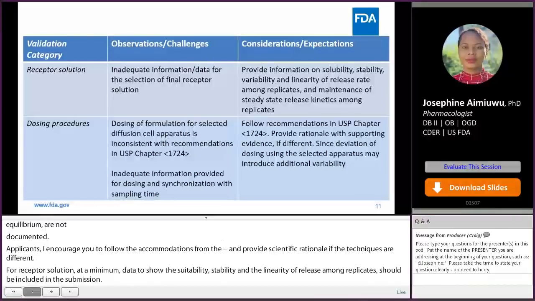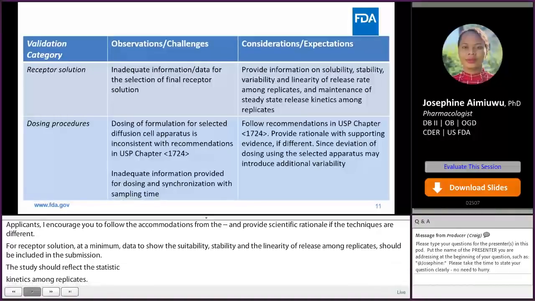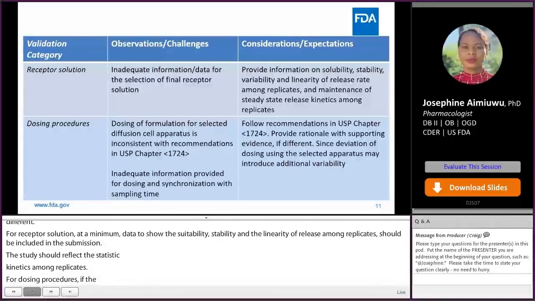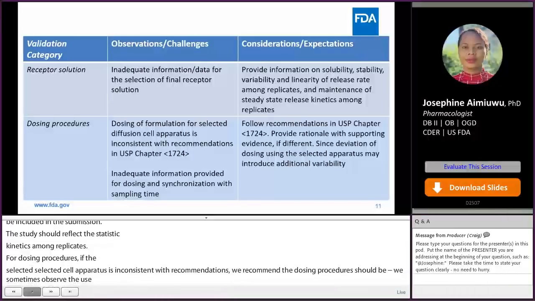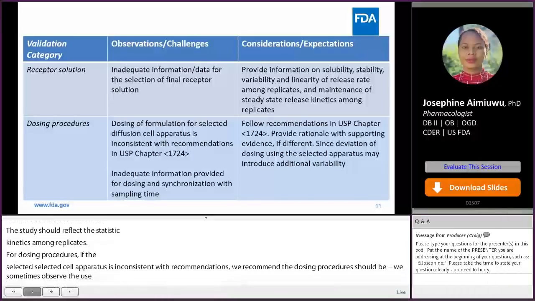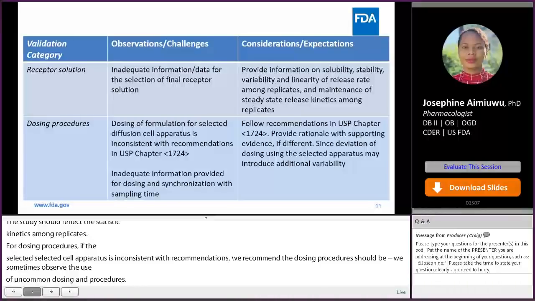For dosing procedures, if the selected diffusion apparatus is based on USP 1724, we recommend that the dosing procedures outlined within should be utilized. We sometimes observed the use of unconventional dosing procedures. By that, I mean when dosing procedures are different from that in the chapter for that particular selected diffusion cell. This is highly discouraged as it may introduce additional variability in the IVRT studies.